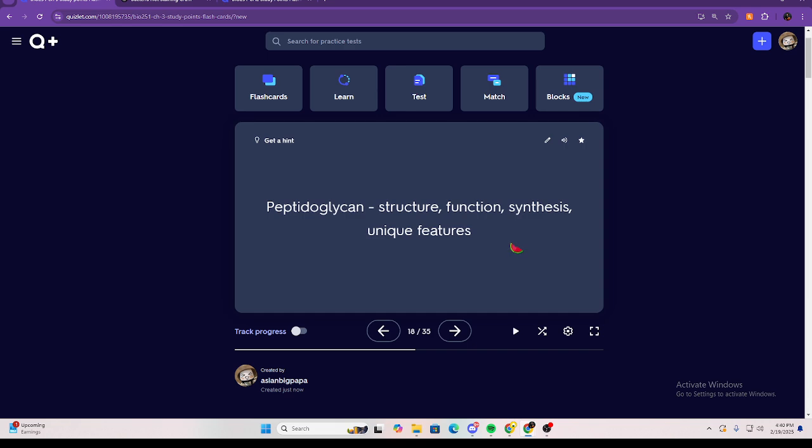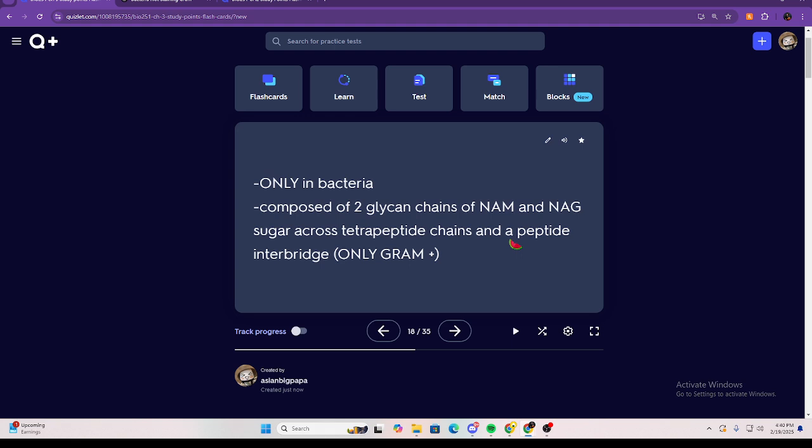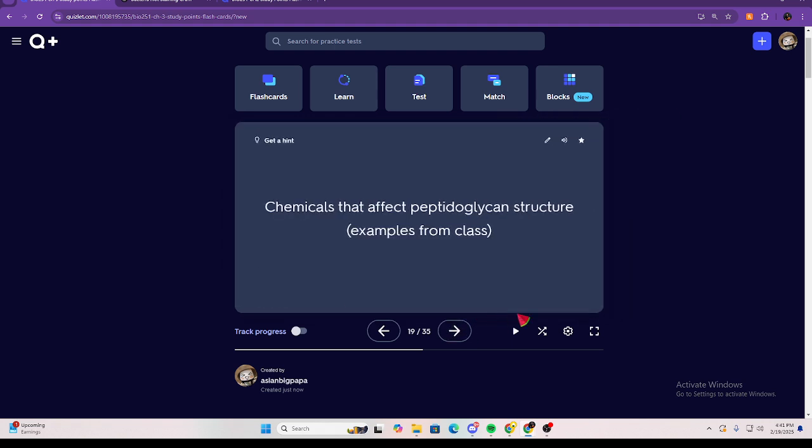Peptidoglycan: structure, function, synthesis, unique features. So peptidoglycan is only in bacteria. You need to know this. Composed of two glycan chains of NAM and NAG sugars across a tetrapeptide chain and a peptide interbridge. And only a peptide interbridge in gram-positive bacteria. And you do need to know the structure of the NAM and NAG sugars on the test. It does show up.